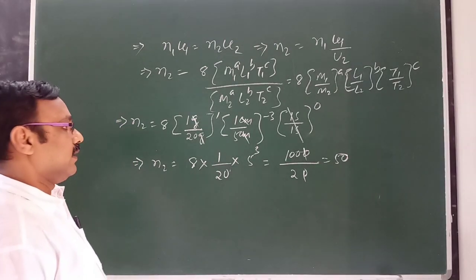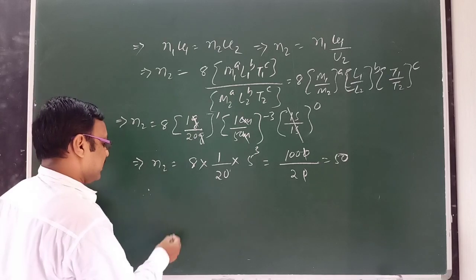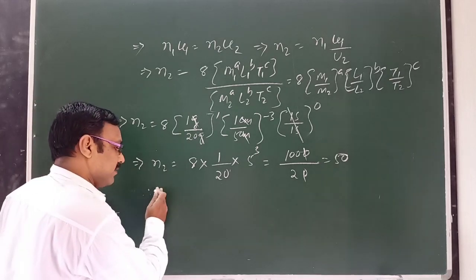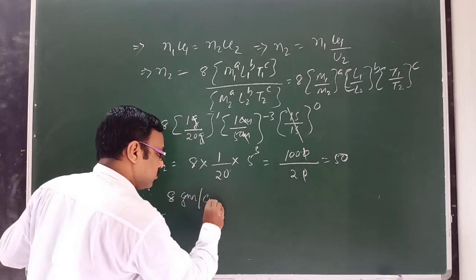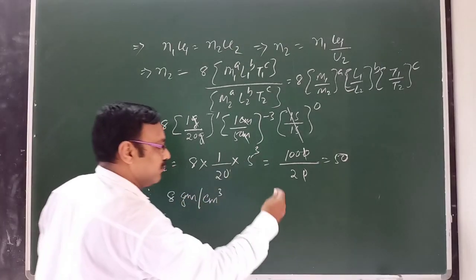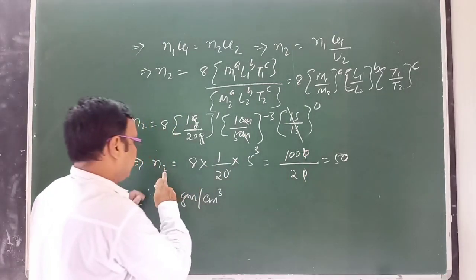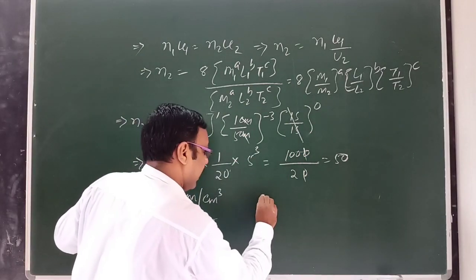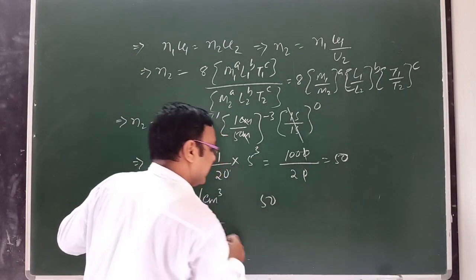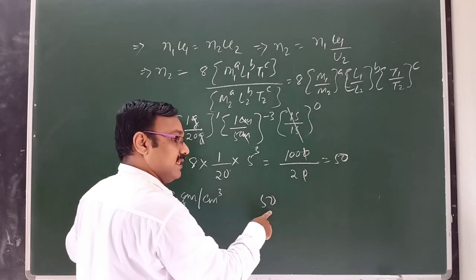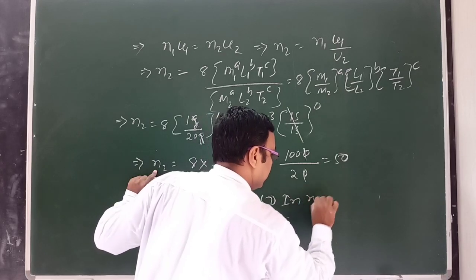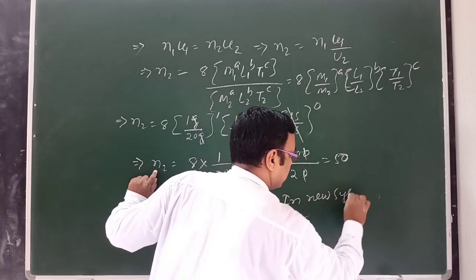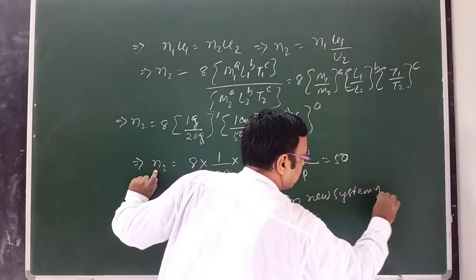Therefore, what was given in one of the systems was 8 gram per cm cube. So what you got now in the new system of unit, N2, is 50. But here you cannot write it is in the CGS system. We will write 50 in the new system of unit. Okay.